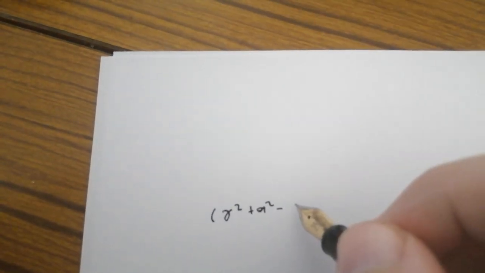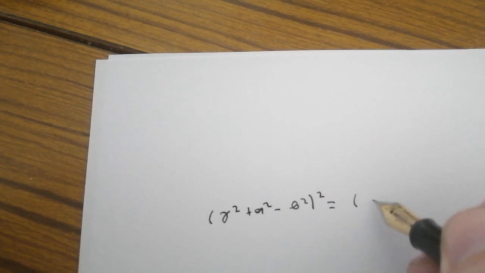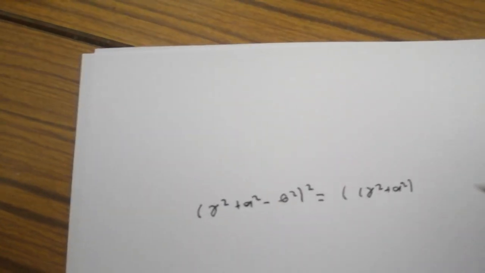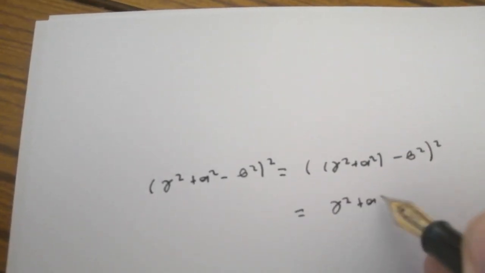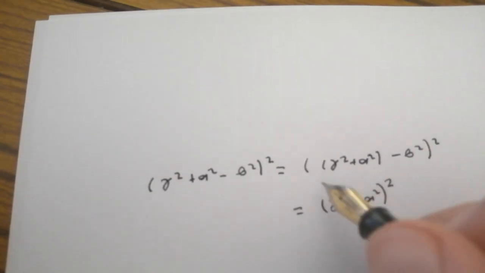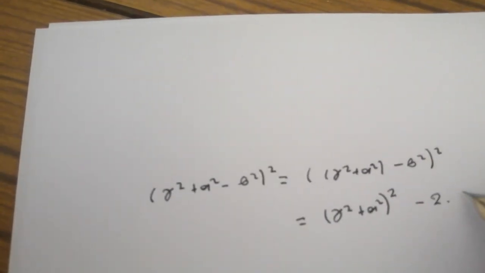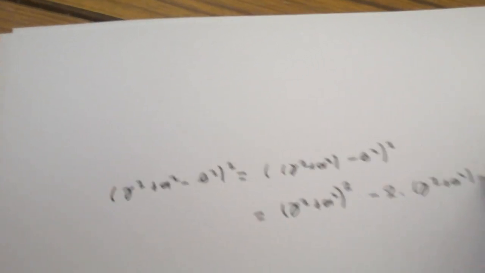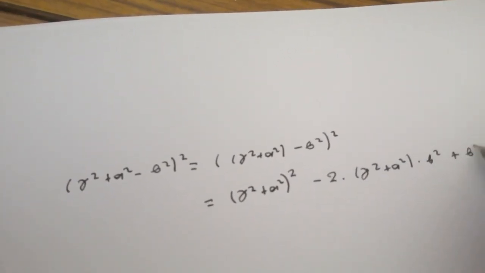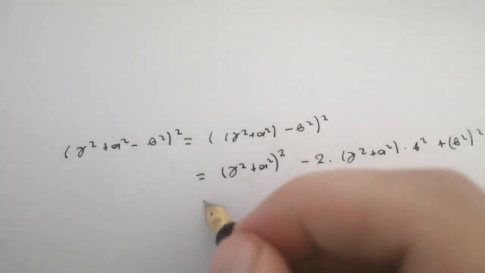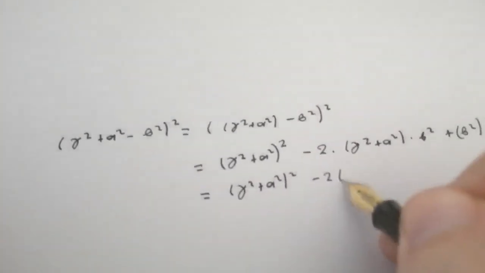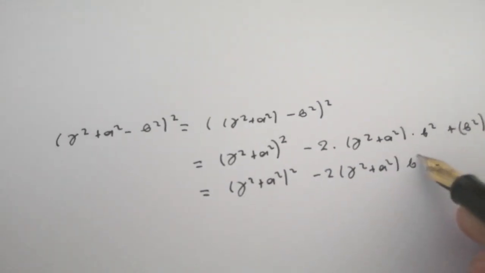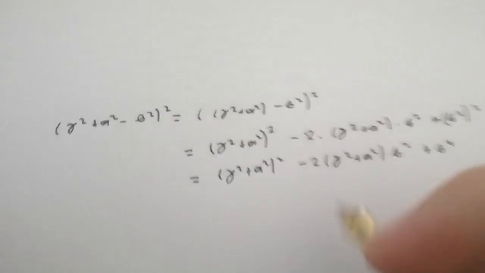This identity, of course, gamma squared plus a squared minus beta squared, is just gamma squared plus a squared minus beta squared, squared. We use the known identity: this quantity squared minus 2 times the product of this quantity, plus beta squared squared. We just do some calculations there, plus beta to the power of 4.